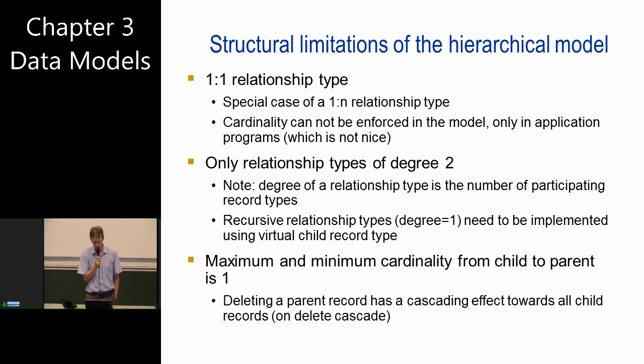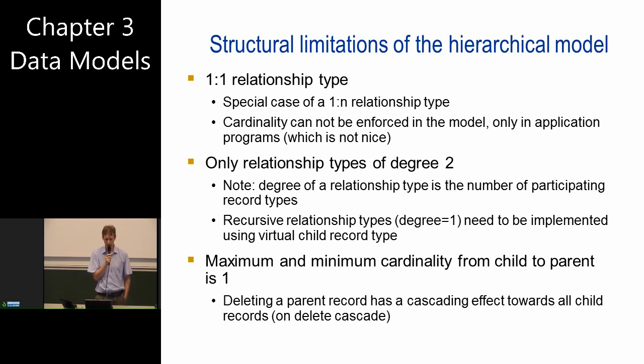What if you have relationship types of degree 2? Well, here in this example, we only had relationship types of degree 2, right? So we had project and employee, only 2 participating record types. The example I gave with department and employee, only 2 participating record types. But you can also have, as we will see later on quite extensively, relationship types with degree 3. Well, that is not easy to implement in the hierarchical model.